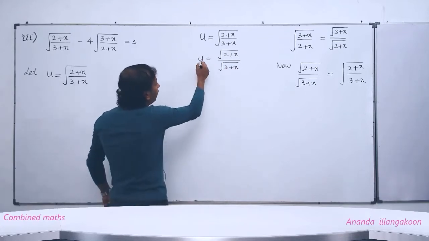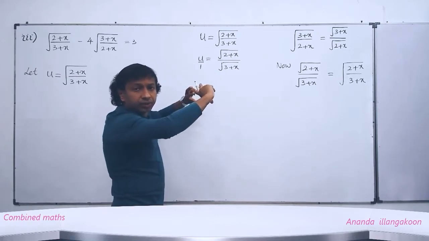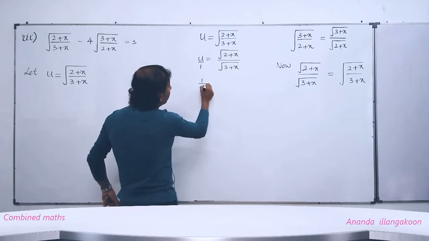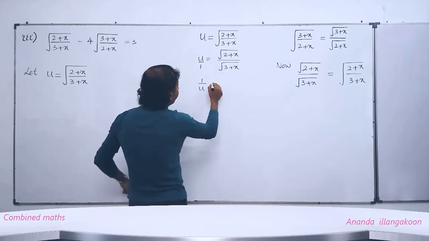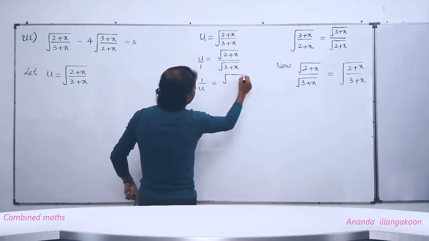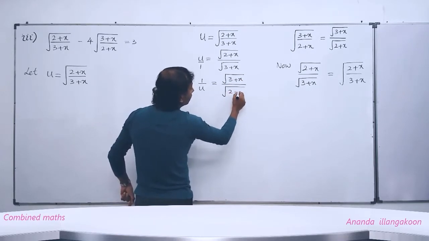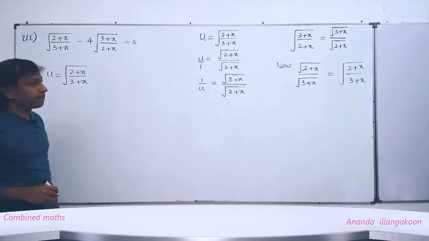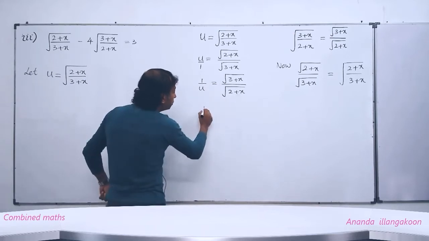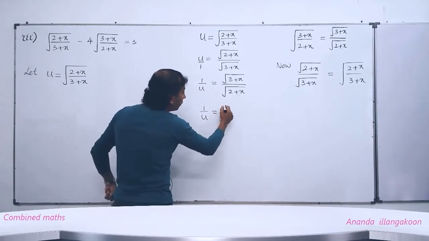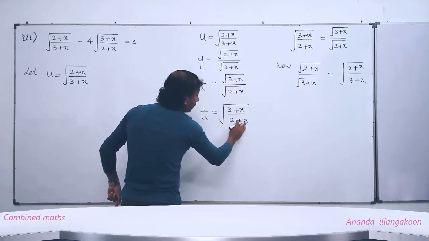People, now on the left hand side, what do we have? U divided by 1, no? Now we take both sides reciprocal. Then once we take the reciprocal, 1 goes to the numerator, u comes to the denominator. 1 upon u equals this way: root of 3 plus x divided by root of 2 plus x. Right, people. Then for these 2 square roots, I can put a single square root like this. Okay.